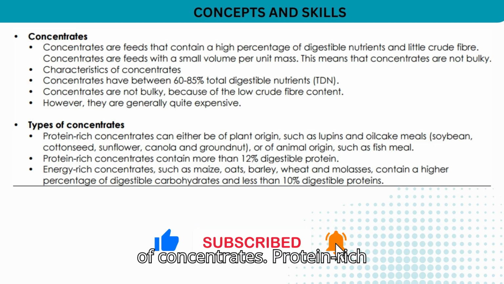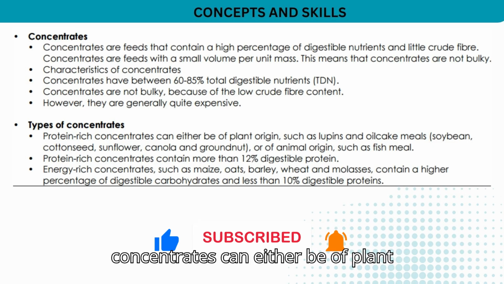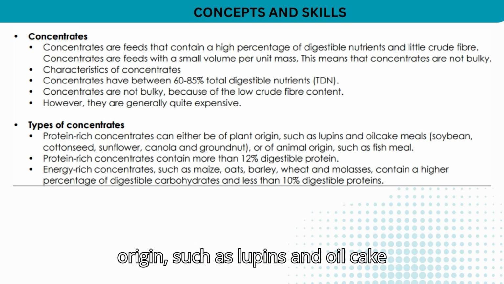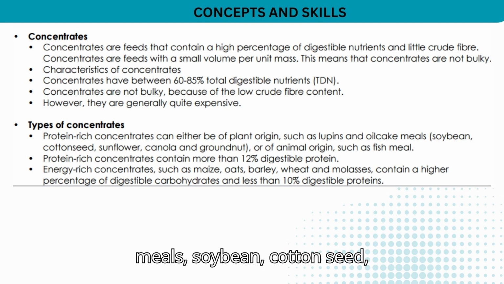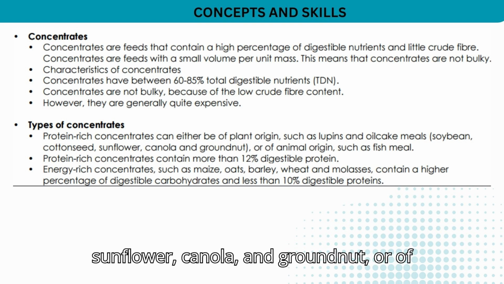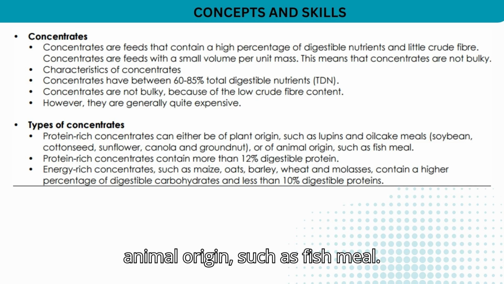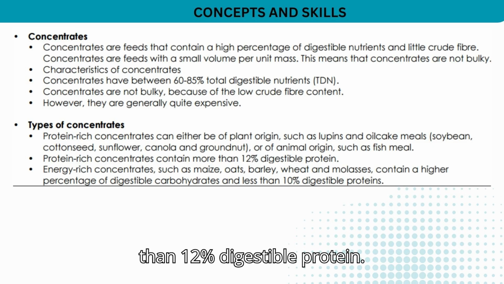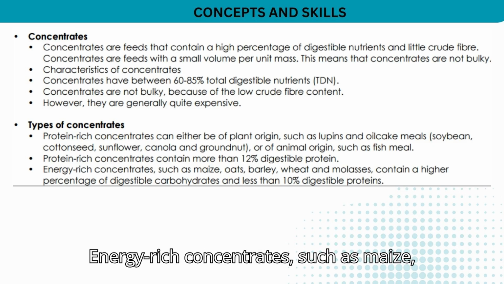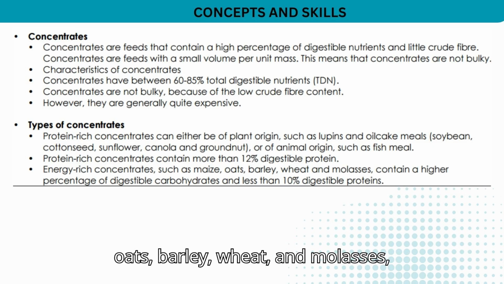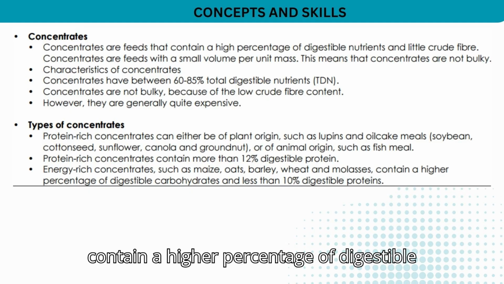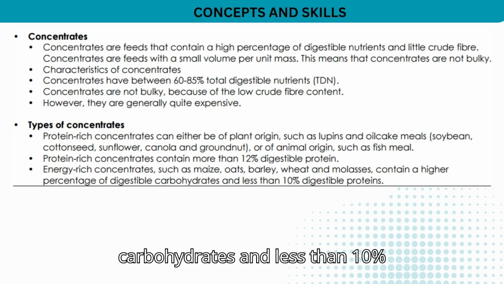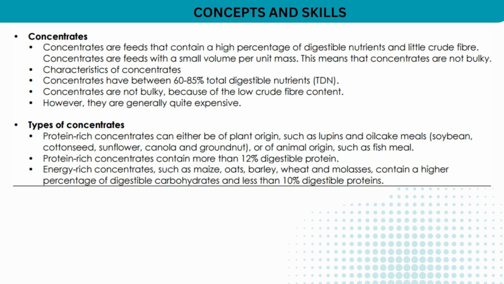Types of concentrates. Protein-rich concentrates can either be of plant origin, such as lupins and oil cake meals, soybean, cottonseed, sunflower, canola and groundnut, or of animal origin, such as fish meal. Protein-rich concentrates contain more than 12% digestible protein. Energy-rich concentrates, such as maize, oats, barley, wheat and molasses, contain a higher percentage of digestible carbohydrates and less than 10% digestible proteins.